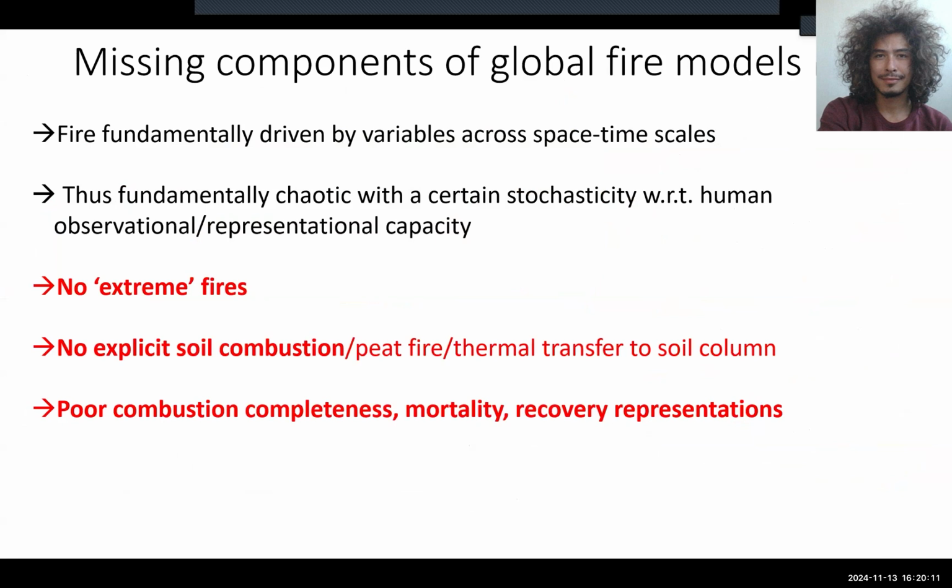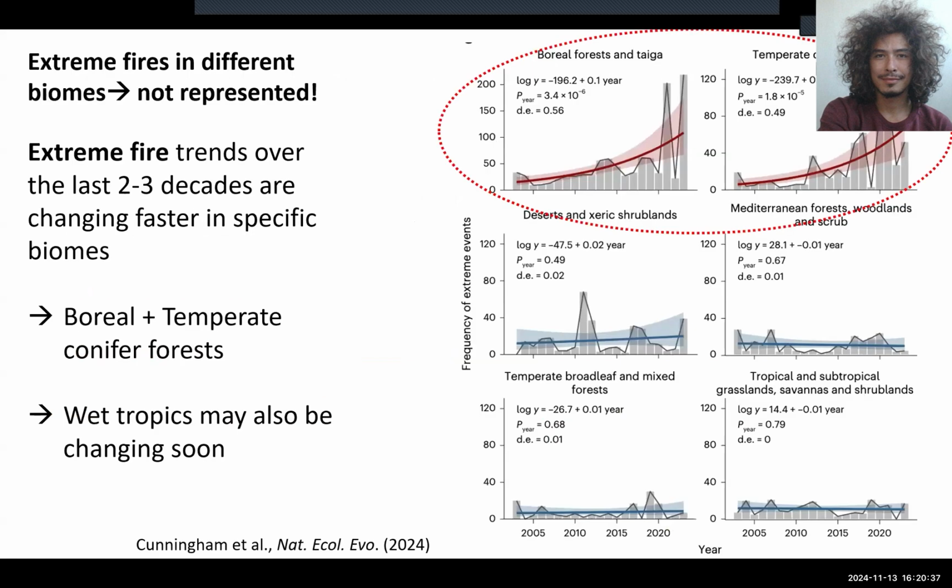And this is partly to do with fire, the fact that fire is fundamentally driven by things that happen across all kinds of scales imaginable, from teleconnections to very granular sizes, and there's also a lot of stochasticity. But beside that, there's a lot of theoretical behavior that is not included in them yet. And this is important. For example, for extreme fires, there's a lot of dynamics which we would like to represent.